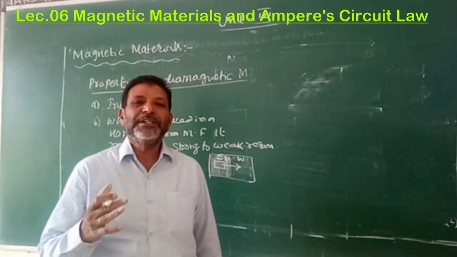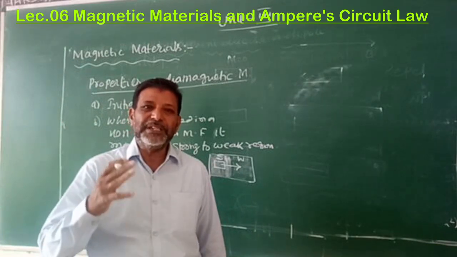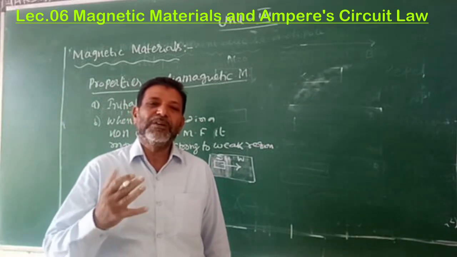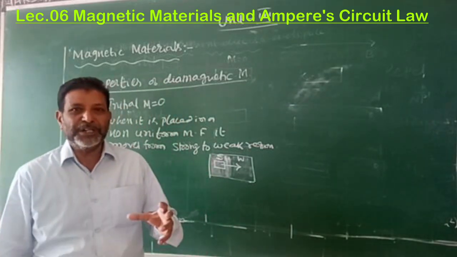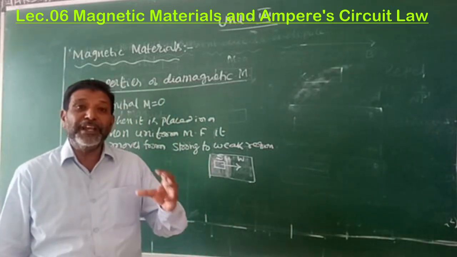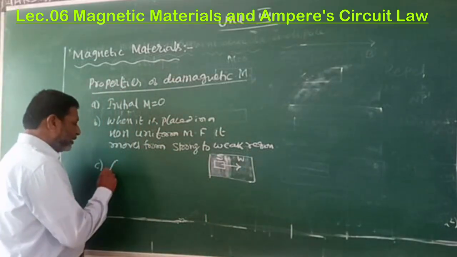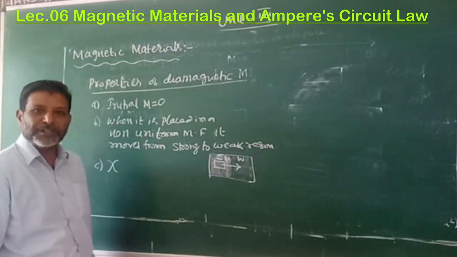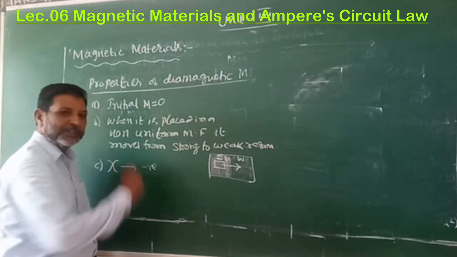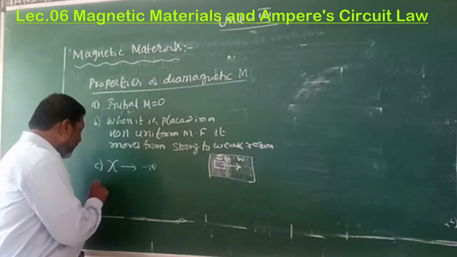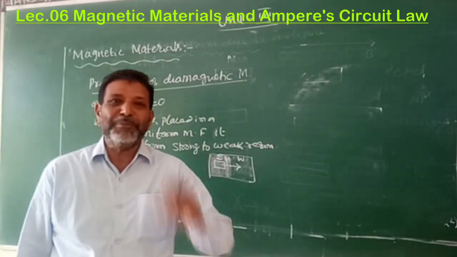The third property is the susceptibility of these materials. These materials have negative susceptibility, meaning susceptibility, represented by chi, is negative. Next, susceptibility is independent of the temperature.